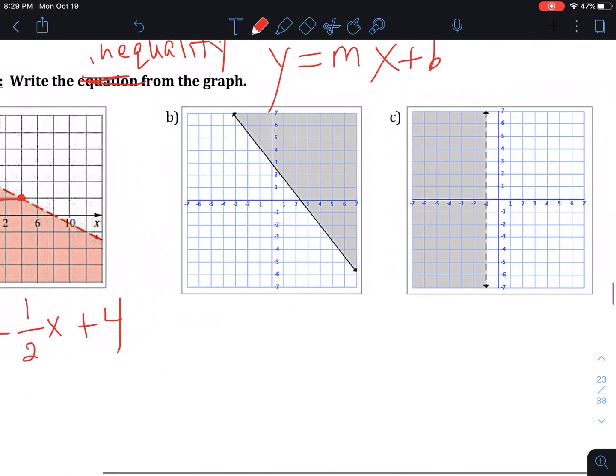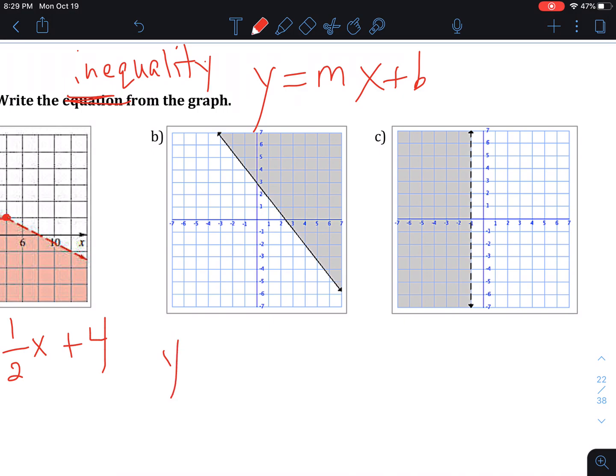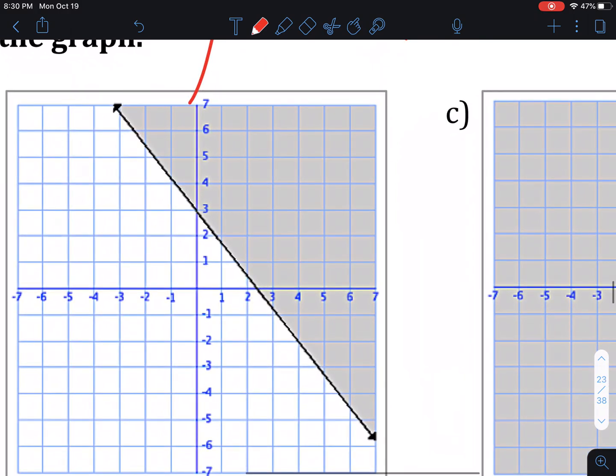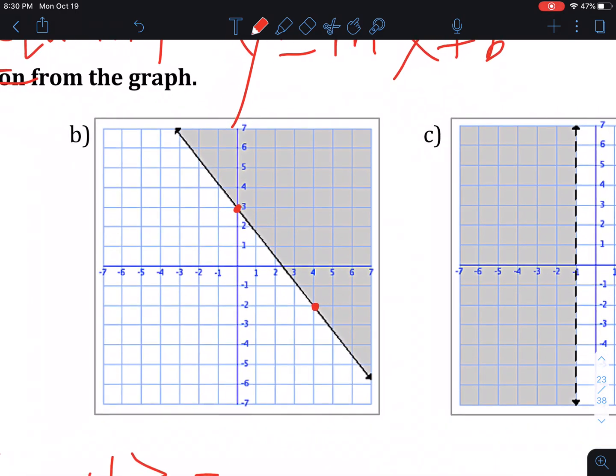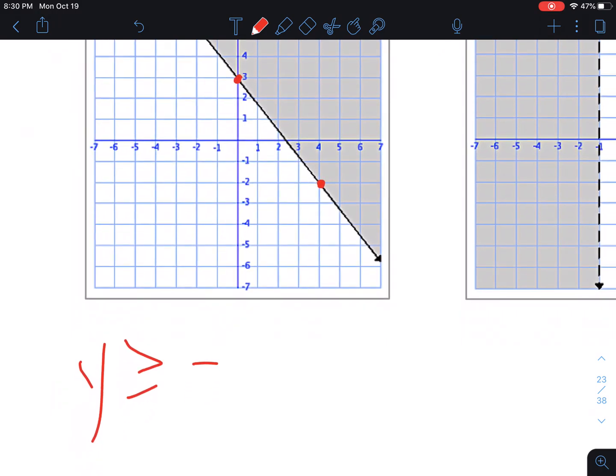Okay, letter B, let's try another one. Y is, this one's a solid line shaded above, so that should be greater than or equal to. We do have another negative slope here. Let's get 2 points down, say here and way down here. Remember where it meets the corners or the crosshairs. So that's going down 5 over 4.